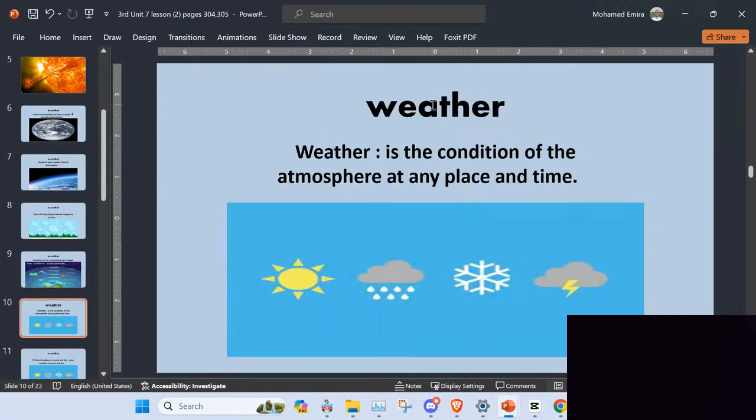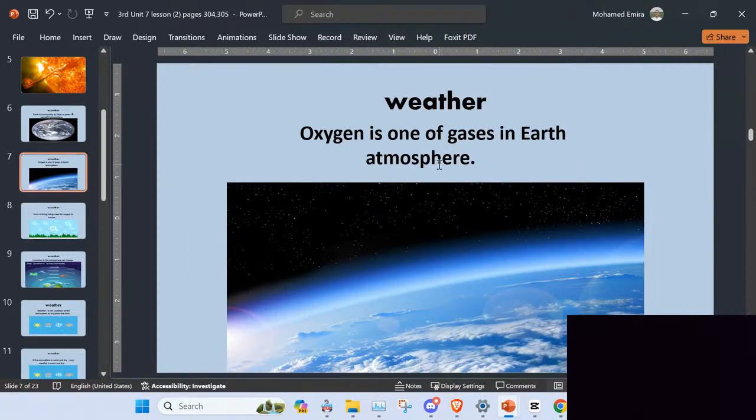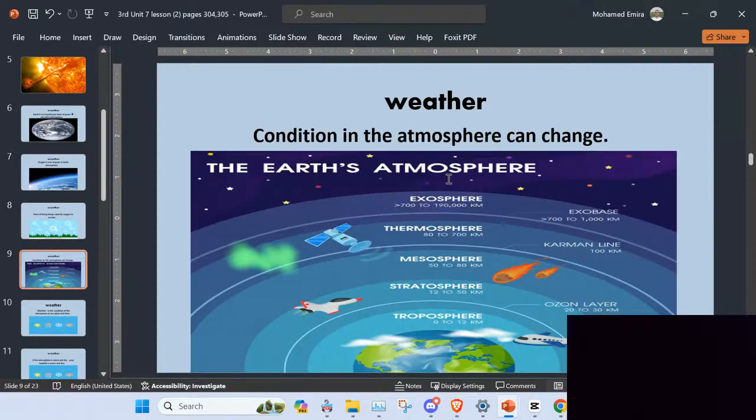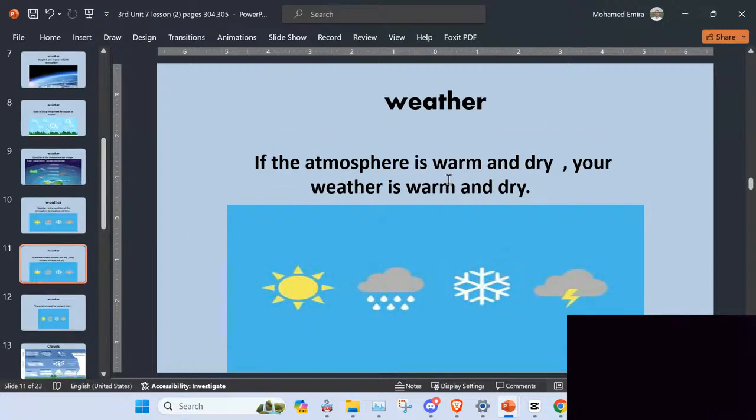We learned about weather. Weather is the condition of the atmosphere at any place and any time. Weather is related to the atmosphere because when you change one of them, you change the other. The weather is the change of the atmosphere. If the atmosphere is cloudy, the weather is cloudy. If the atmosphere is cool, the weather is cool. If the atmosphere is warm, the weather is warm, and so on.